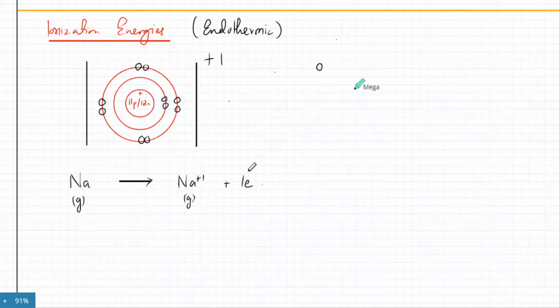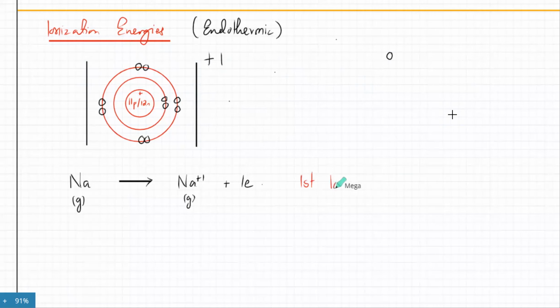It's an endothermic process because remember, you would have to give the electron energy. The electron would be very attracted to the nucleus. It would be buzzing around close to the nucleus, but you have to make the electron energetic so that it overcomes the force of attraction from the nucleus and it escapes. So ionization energies are always endothermic. And this one is known as the first ionization energy of sodium.